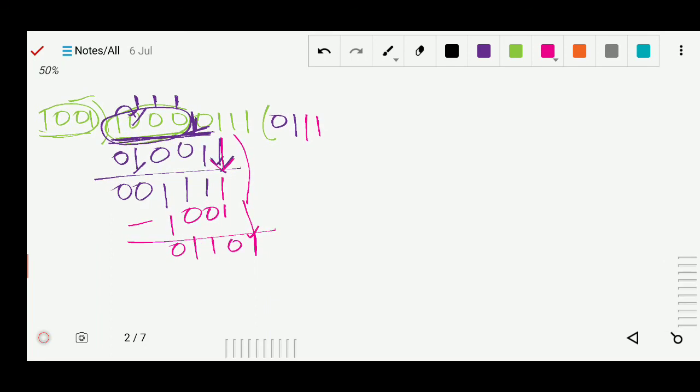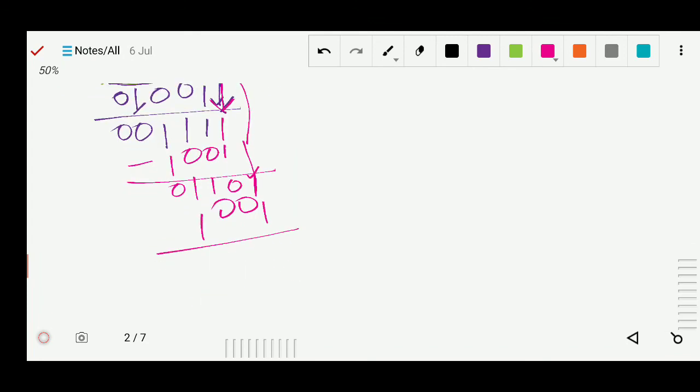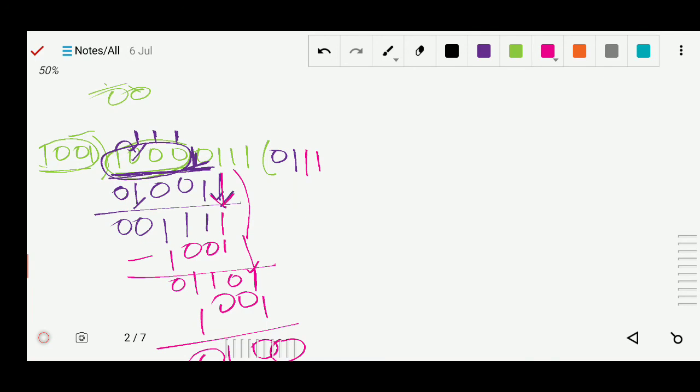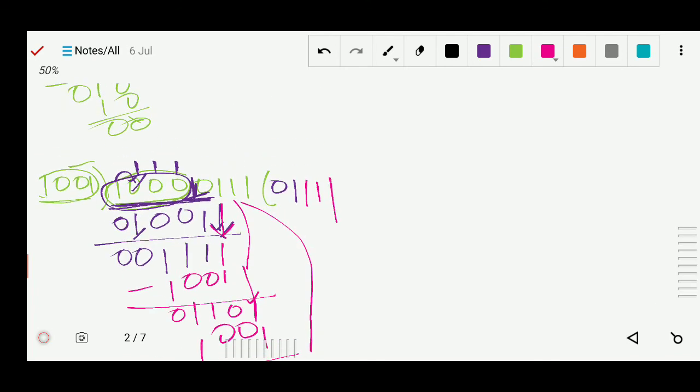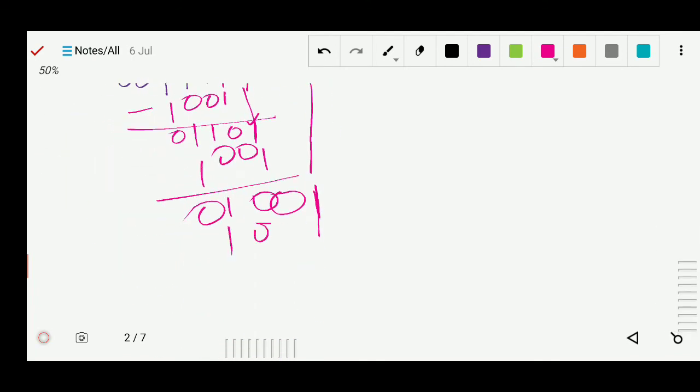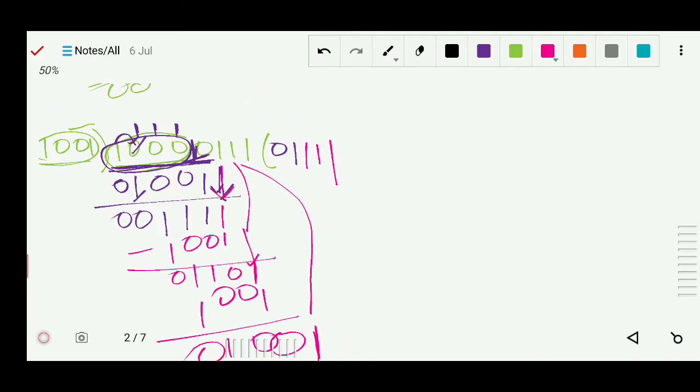Now again one time, that is 1 0 0 1. You can do this subtraction: 1 minus 1 is 0, 0 minus 0 is 0, 0 minus 0 is 0, 1 minus 0 is 1, and this is 0. Understood? But here is one more left, this one will come down here. So now this is 1 0 0 1, so again one time, so this is your 0 0 0. You can see this is your quotient.